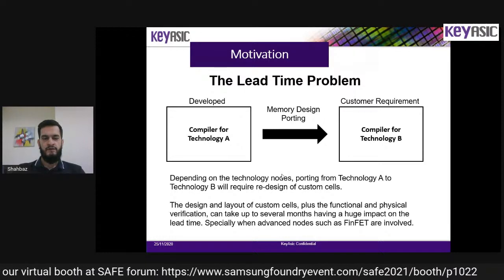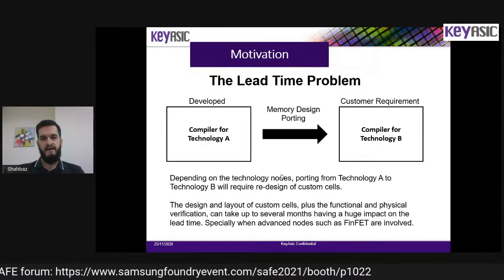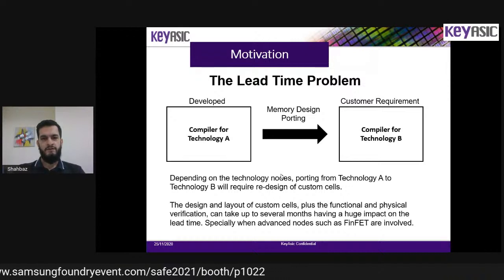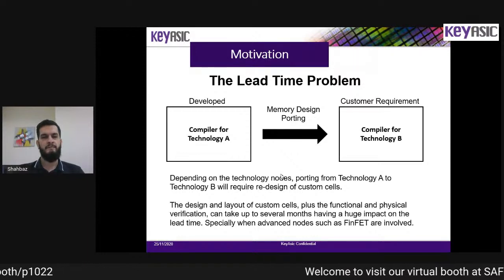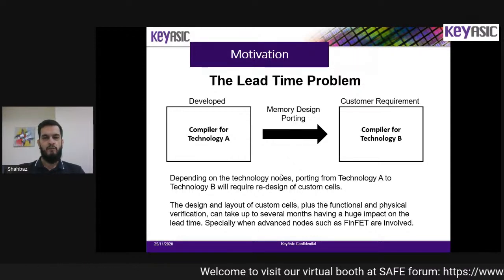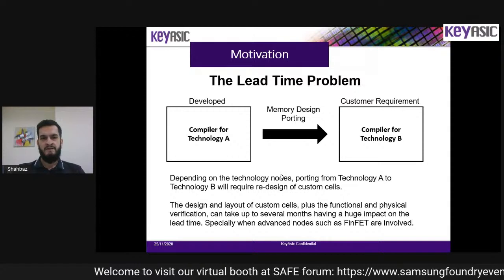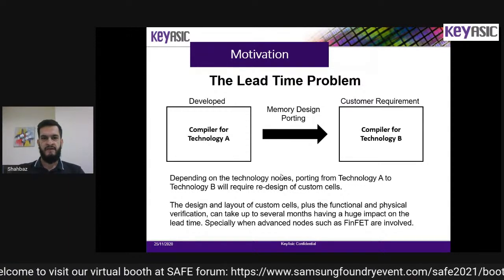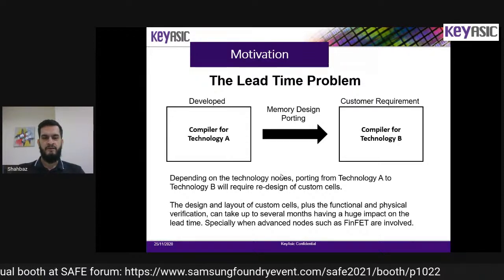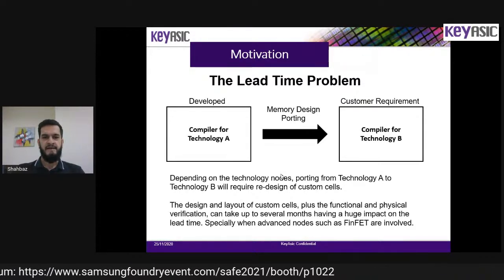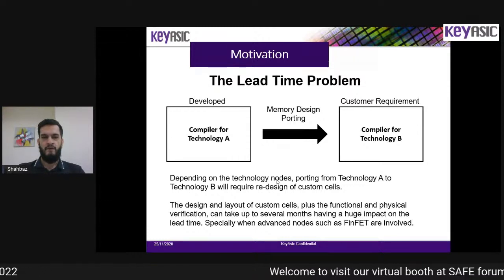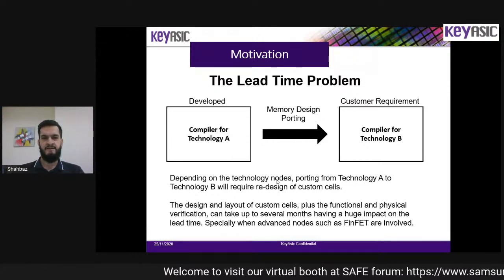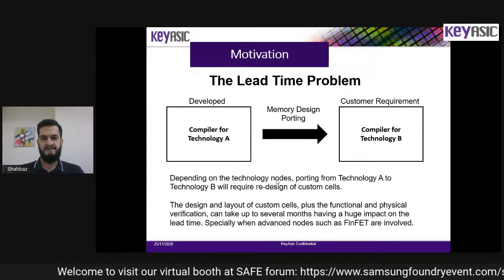So the motivation behind building this compiler for Key ASIC is to reduce the lead time as much as possible by building such a framework for the memory compiler. This framework should be able to take in the relevant inputs in a very flexible way, and it should be able to accept templates very easily and flexibly in order to allow porting from one technology to another. Right, I will be explaining this in a bit more detail in the subsequent slides.